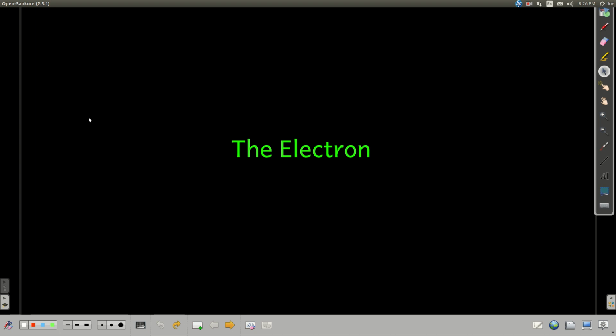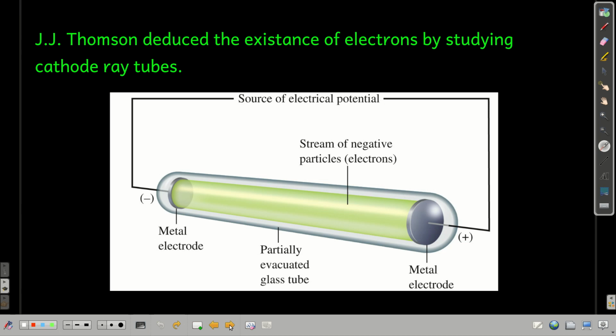In this module, we're talking about the discovery of the electron and some of the experiments that led up to our current understanding of the electron. So let's start with J.J. Thompson. J.J. Thompson was the one who was able to prove the existence of electrons, and he did this by studying cathode ray tubes.